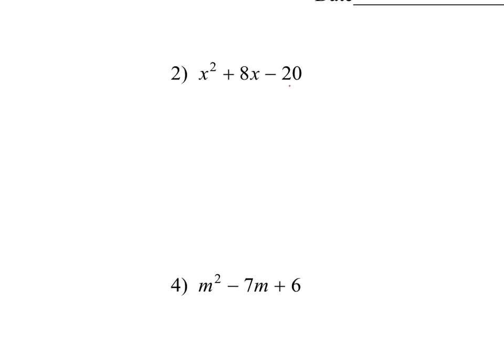So here, do we have two factors of negative 20 that add to 8? 10 and negative 2. Perfect. So we put those into our parentheses, x plus 10 and x minus 2. For this section, all we have to do is factor, so we're done. You don't even have to solve. That's it. This is our answer.